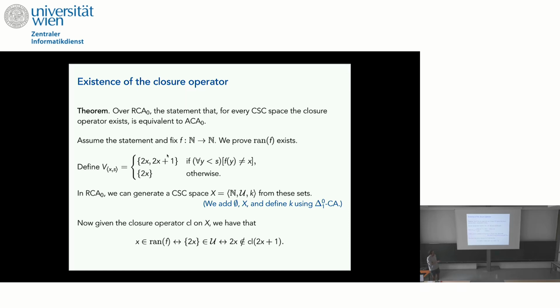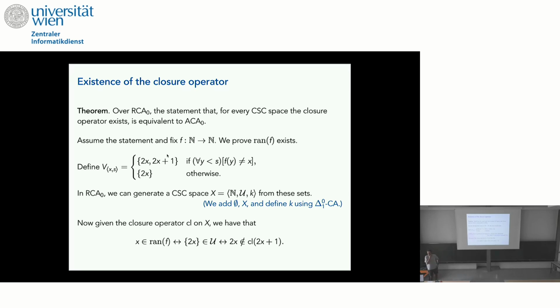How do we say that 2x is in U? Well, that's a sigma 1 question. We can't just answer that. But with the closure operator, we can, because that means 2x is not in the closure of 2x plus 1. There's an open set containing 2x that doesn't contain 2x plus 1. Make sense? Okay. So it's complicated to build a closure operator. That's the moral of that.